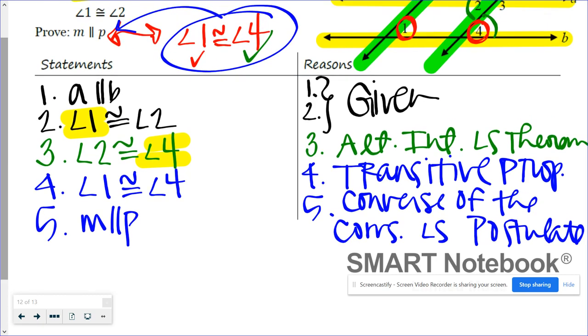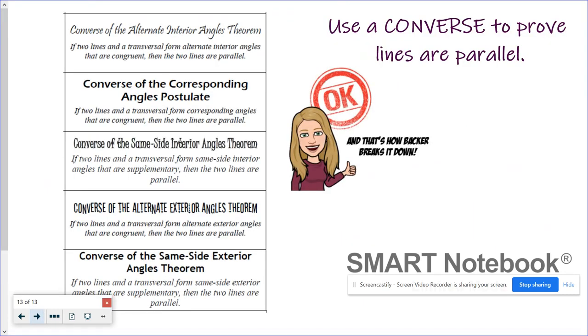So the key to these proving lines are parallel proofs is thinking about the second to last step. Like we said, if we can show angle 1 is congruent to angle 4, then we can prove parallel using the converse of the corresponding angles postulate. So think about that second to last step when you are doing an actual proof of 2 lines are parallel, okay? And then, of course, we always use a converse to prove it, okay?